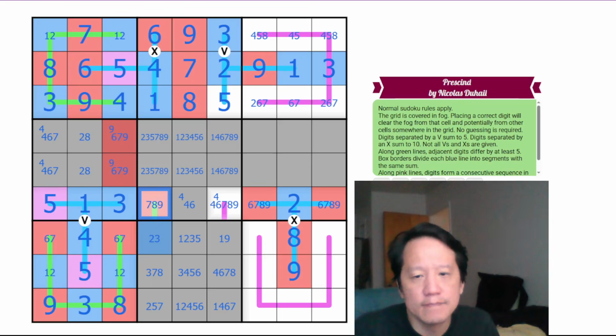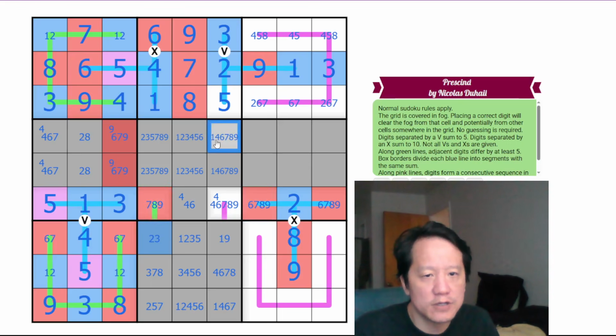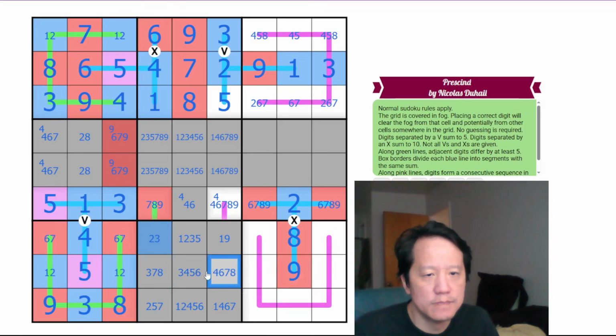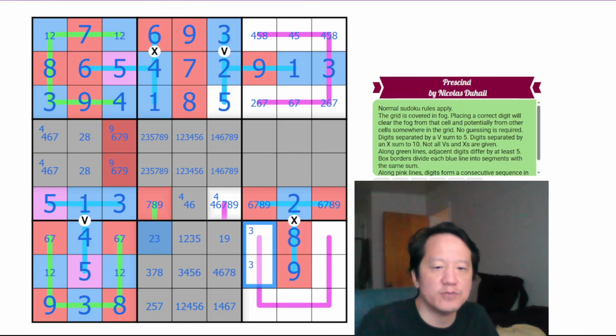Okay. What else do we have? Hmm. Hmm. 3 cannot be here, 3 cannot be here in this lower right-hand box, so where is 3? 3 has to be one of these two.